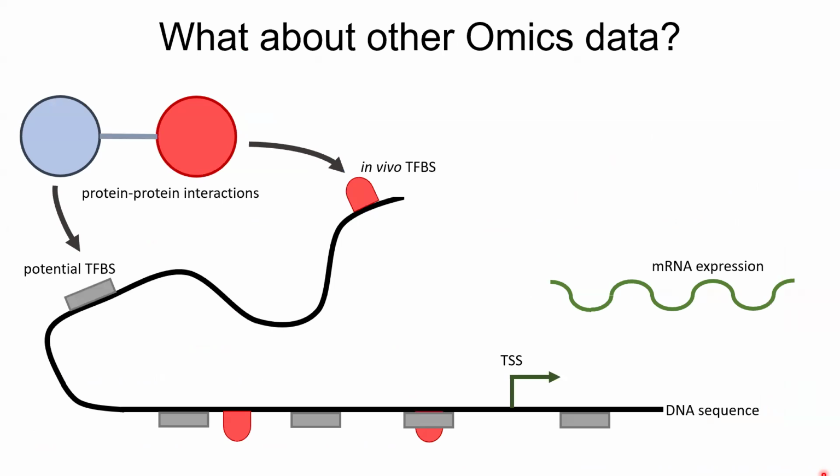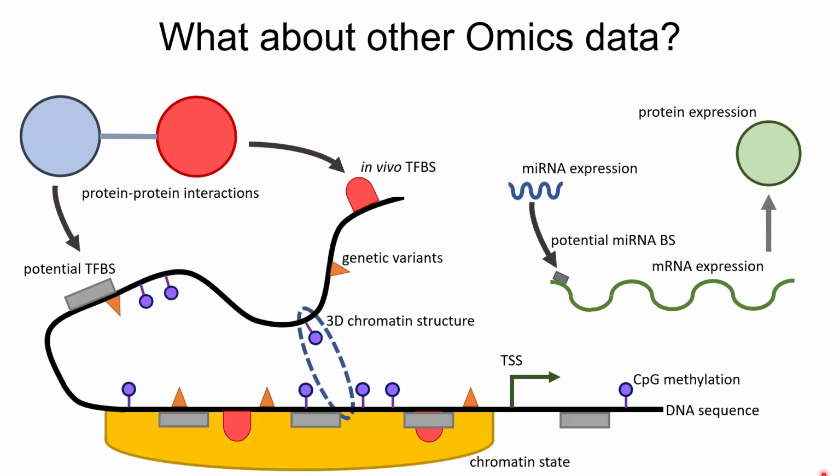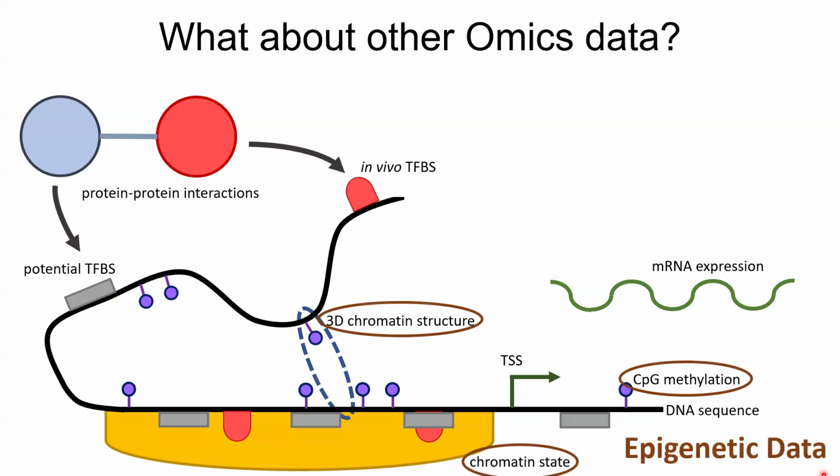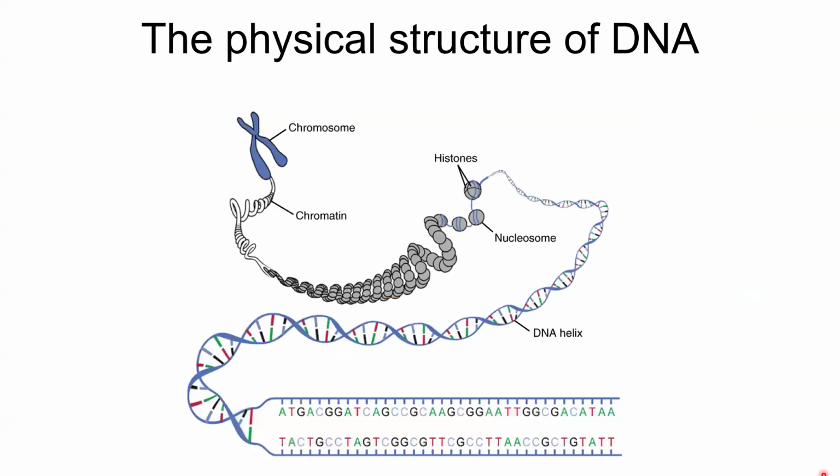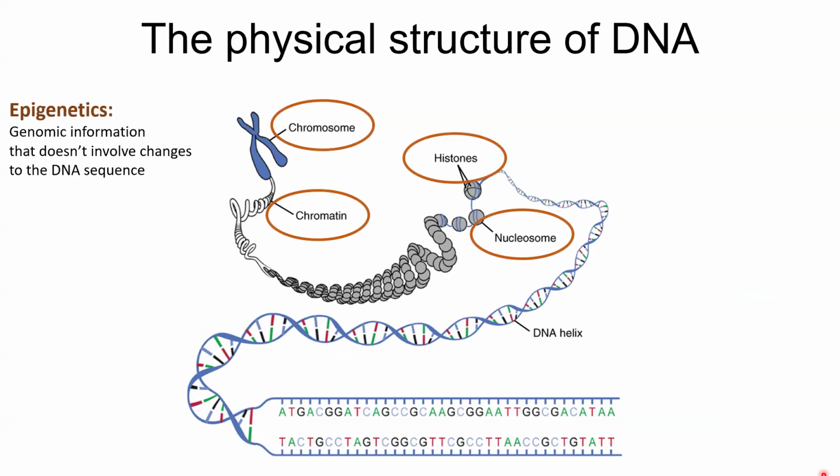So we mentioned gene expression data. I mentioned some transcription factor binding data, but what about other omics types of data? Omics data is all very important for gene regulation. And in particular, I'd like to talk about epigenetic data, things like DNA methylation, chromatin state, and 3D chromatin structure. So what is epigenetic data? Epigenetic data tells us something about the physical structure of DNA. And in particular, epigenetics refers to genomic information that doesn't involve changes to the DNA sequence, right? Things like histones, nucleosomes, chromatin structure, things like that.